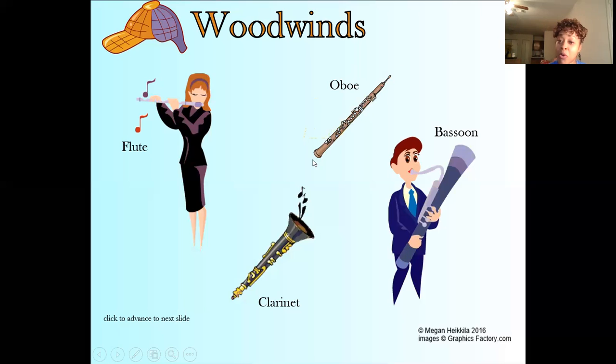This is the oboe. The oboe is long with a straight mouthpiece. The clarinet is long as well, and it has a wide bell on the end. The flute is played going across the mouth.